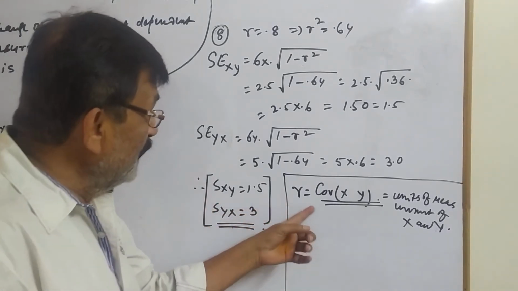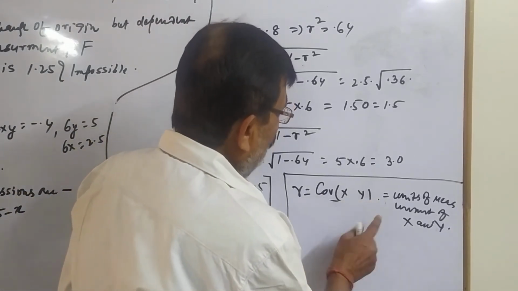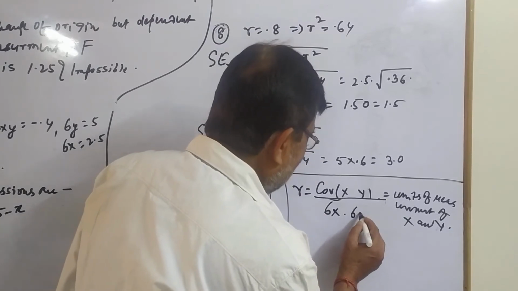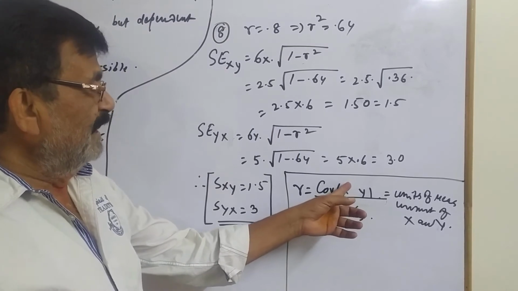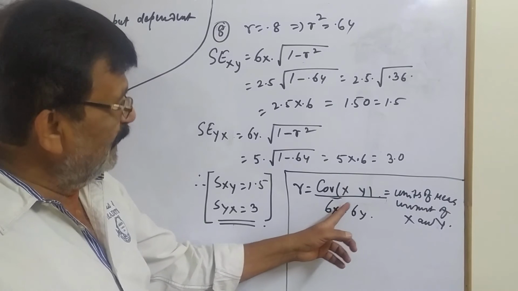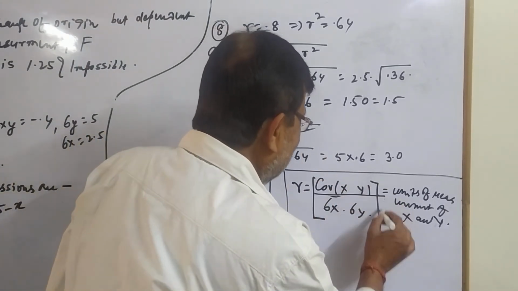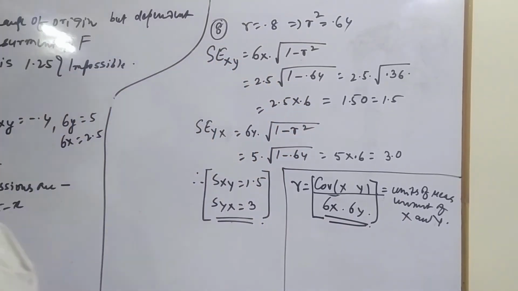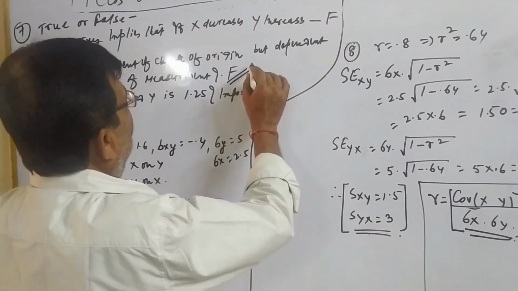So to make it free from units of measurement, Karl Pearson was forced to define r as covariance divided by sigma x and sigma y. Now, the unit of measurement of x in the numerator would be cancelled by the same unit in the denominator, and equally it will happen with y. So when r is defined like this, it is absolutely free from units of measurement. Here it says that it is independent of the units of measurement, so it is a false statement.